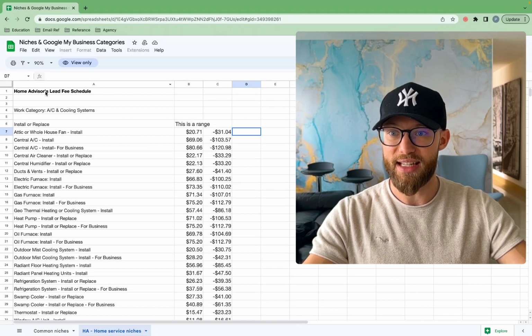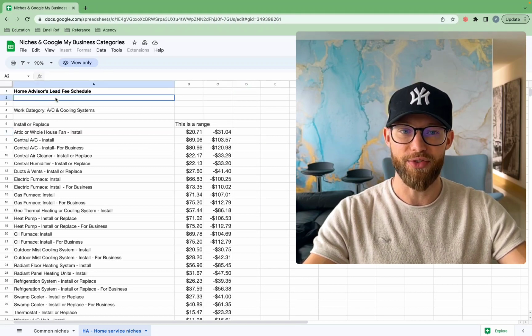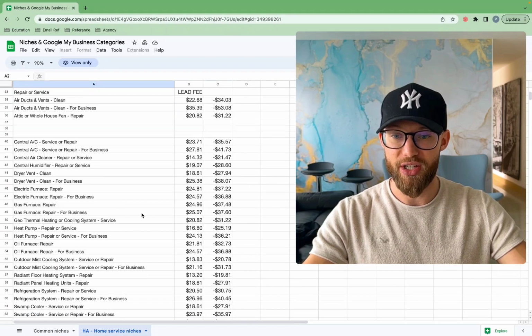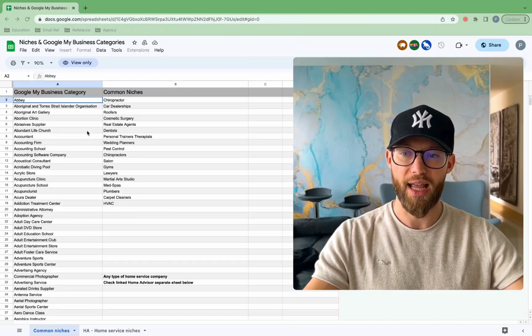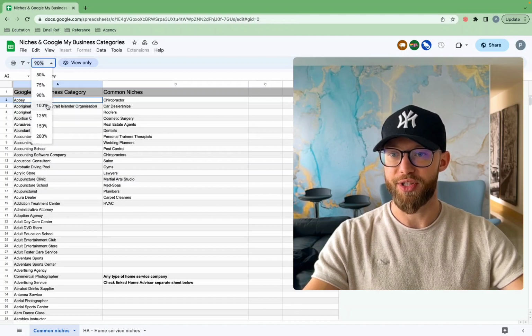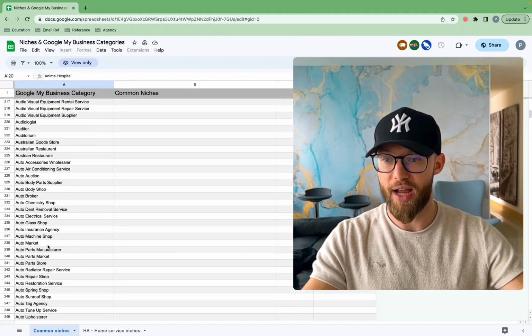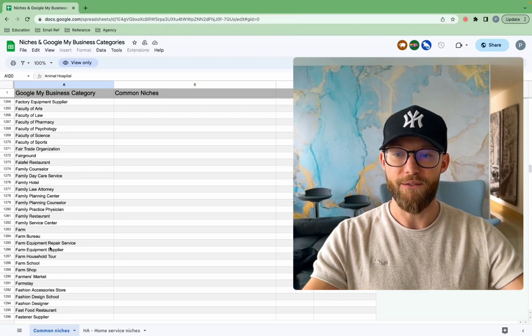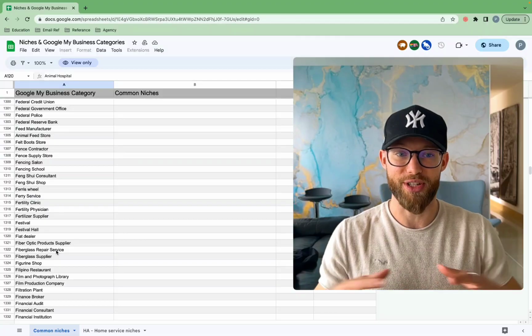And this is the Home Advisor lead fee schedule. So if you're in home services, you probably know what Home Advisor is. Now, if you're not in home services, that's fine. There's a bunch of niches on here. Let's start with the broad categories and then we'll niche down and talk about the hyper specifics. A lot of the stuff you probably have not heard of. This is a lot of different categories that you can filter through and sort through. And a lot of the stuff I've never seen agencies working in this specific space.